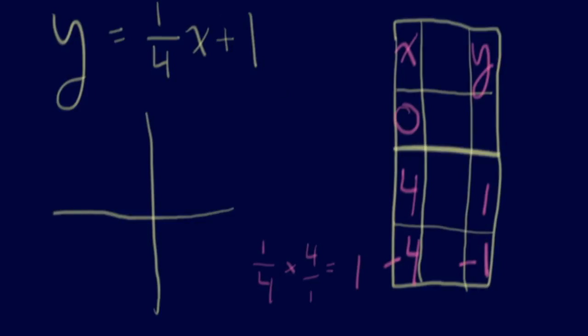Oh, sorry, no, it doesn't. So you would end up getting a quarter times negative 4, which is going to be negative 1, and negative 1 plus 1. So negative 1 plus 1 is going to be 0. And now that I go and think about this, when it was 4, is that really 1?